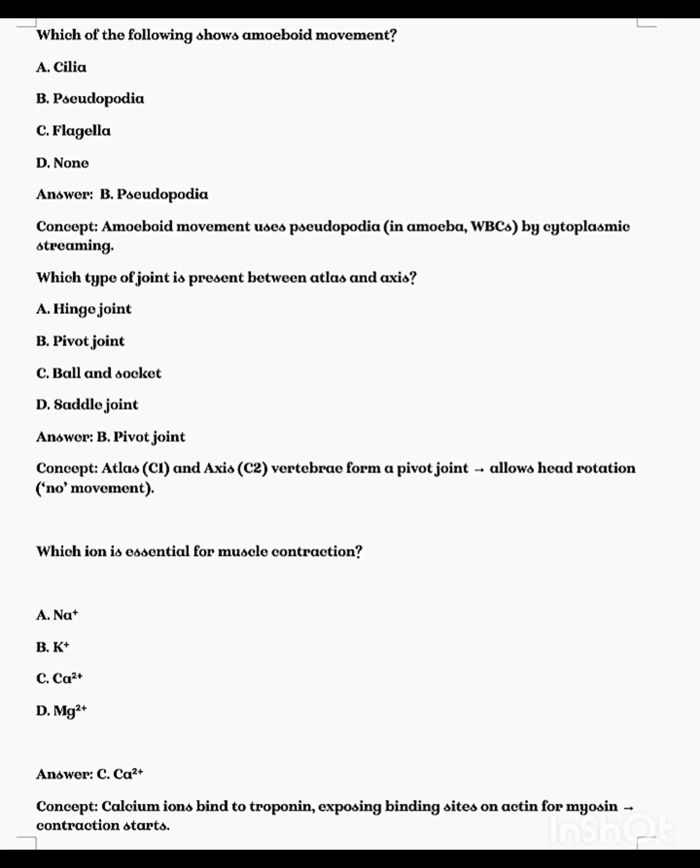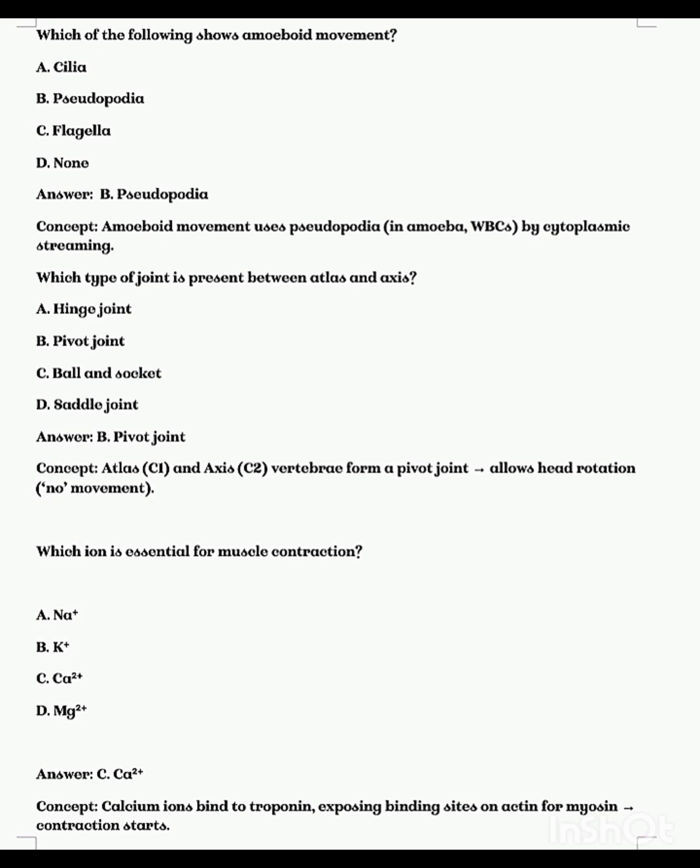Which type of joint is present between atlas and axis? A. Hinge joint, B. Pivot joint, C. Ball and socket, D. Saddle joint. Answer B. Pivot joint. Atlas C1 and axis C2 vertebrae form a pivot joint, which allows head rotation.